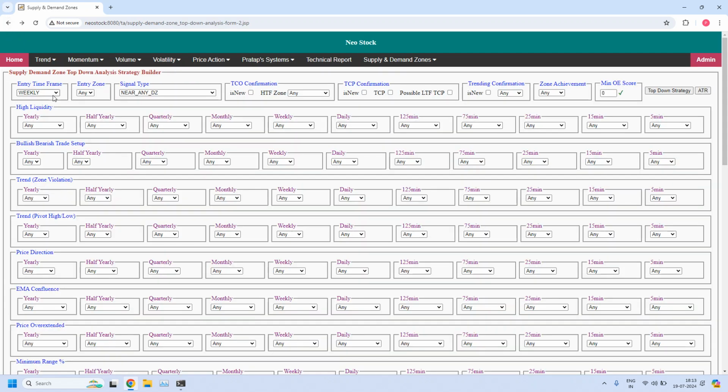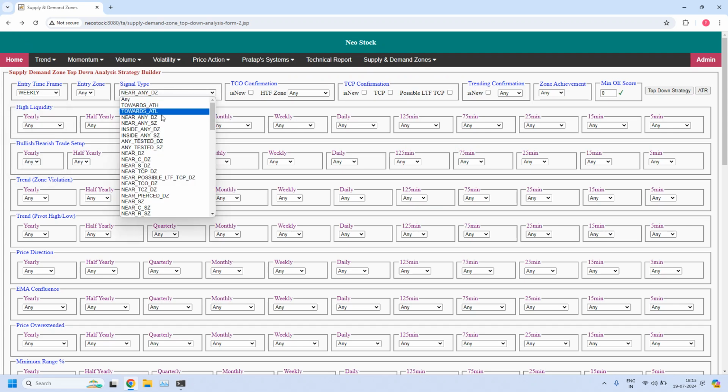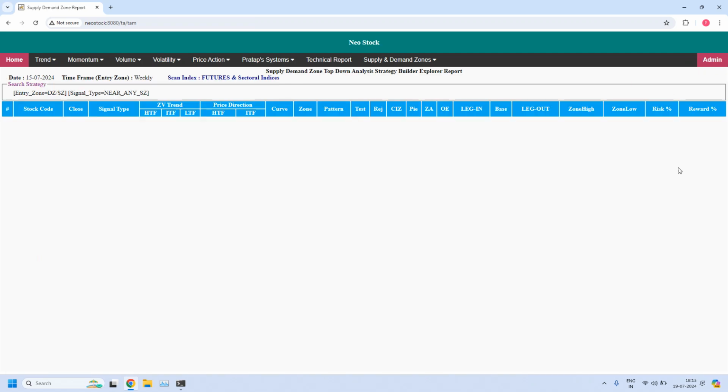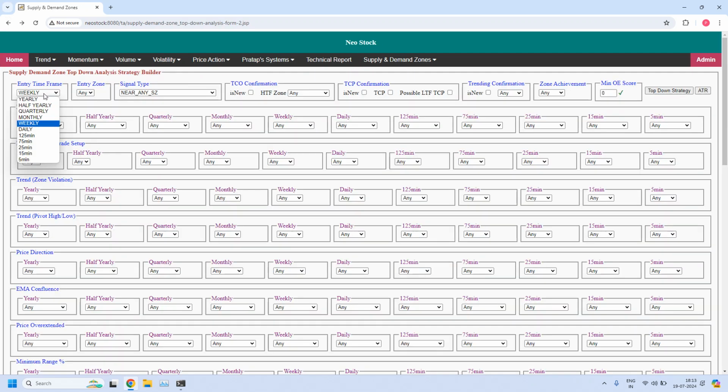So I'm going back to the weekly time frame. Let us find the stocks near the weekly supply zone. No stocks are filtered. So I'm going back, changing the time frame to daily. So the entry time frame is daily. Let us find the stocks near the daily demand zone.